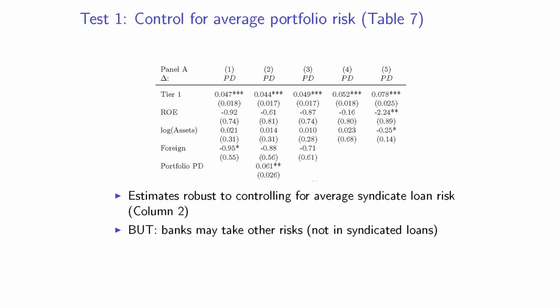Now, they only look at risks within syndicates. There are many other ways banks can take on risks. So if you think that these are real risk takers, it may not just happen within syndicated loans. That's something which is not controlled for. That may show up elsewhere in their risk taking as a bank. So in that sense, this test is not quite perfect.